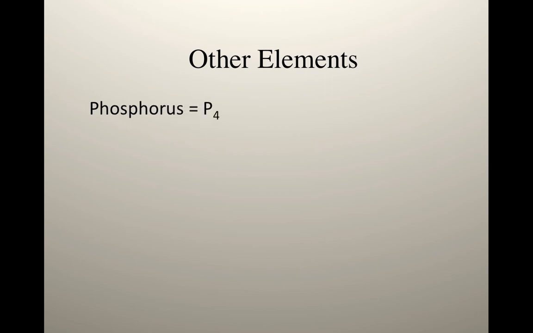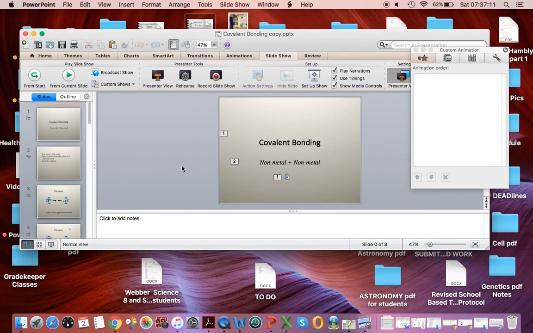There are other ones. Phosphorus is actually made of 4 phosphorus atoms. That one I don't expect you to memorize. And sulfur is made of 8, a ring of 8 sulfur atoms. So here, tetratomic and octatomic. So that's it for bonding.